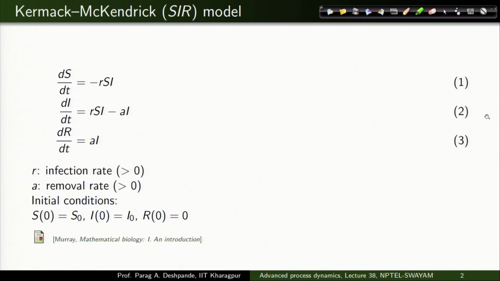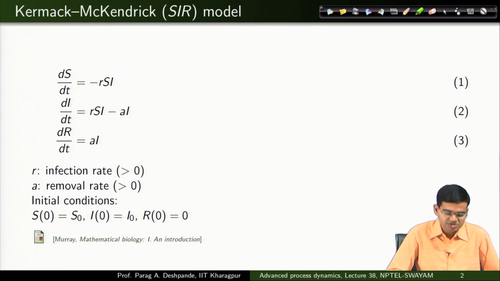The model is in front of you, a third order system: dS/dt is equal to minus r S I, dI/dt is equal to r S I minus a I, and dR/dt is equal to a I, where r is the infection rate, always positive, and a is the removal rate, always positive. S0 is the initial number of susceptible members of the population, I0 the initial members of the population which have been introduced as infected ones, and the initial condition for removed ones was set as 0.